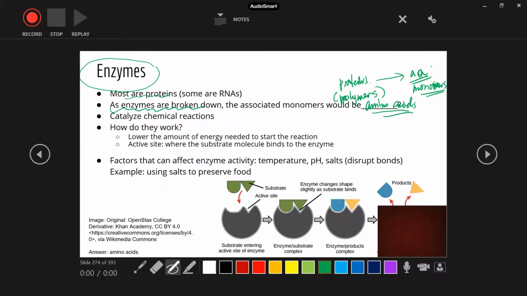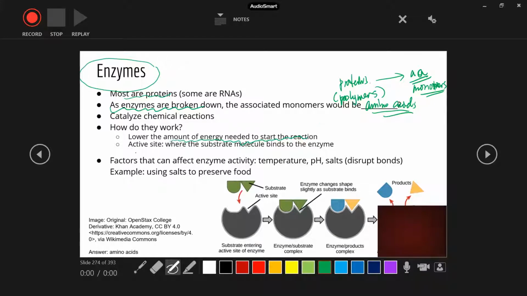So how do enzymes work? Basically, they lower the amount of energy required to start the reaction. Whenever a reaction is going to happen, usually it requires a little bit of startup energy to get the chemical reaction going. That amount of energy limits how fast the chemical reaction can go. But with enzymes, that amount of startup energy is dramatically lowered. So you only need a little bit to get the chemical reaction going. So that's why enzymes can catalyze and speed up chemical reactions.